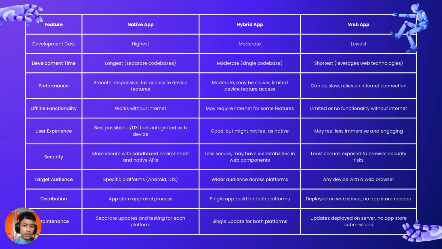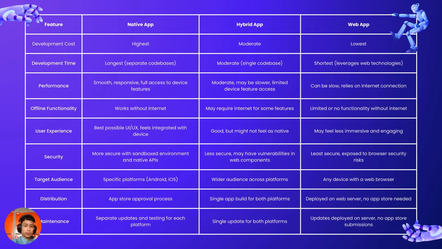For security, native app is more secure with a sandbox environment and native APIs, while hybrid is less secure because it has more vulnerabilities from web components. While the web app is the least secure and exposed to browser security risks. Native app targets a specific platform, such as Android or iOS. Then hybrid app has a wider audience across platforms, while for the web app, any device with a web browser can use it.